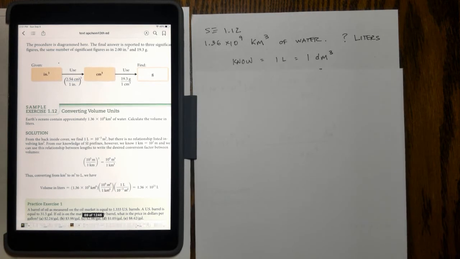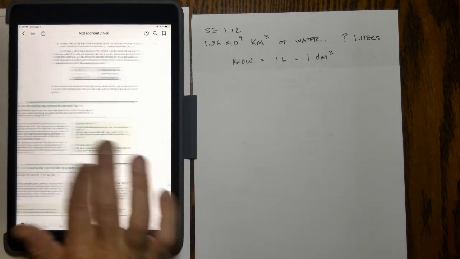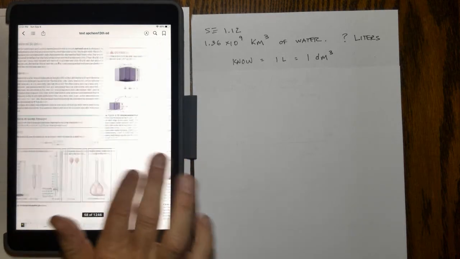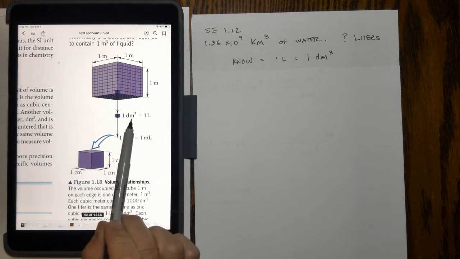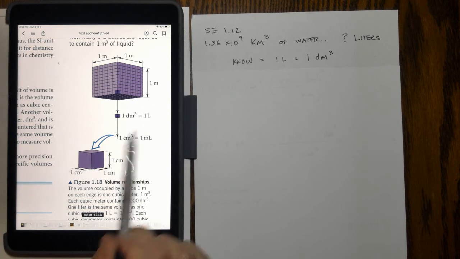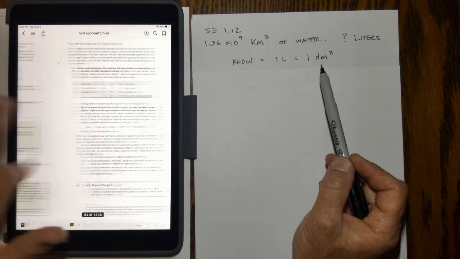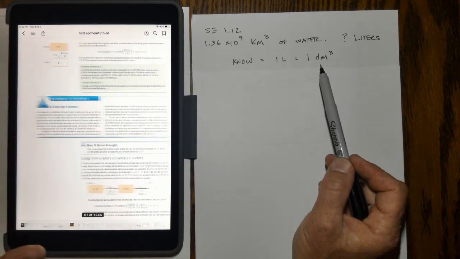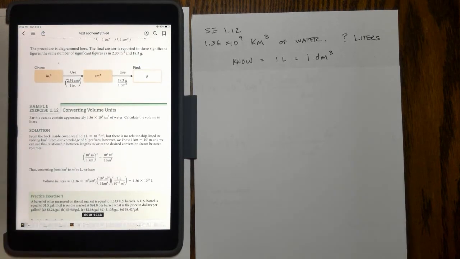So first thing you need to know is that a liter is also a cubic decimeter. Now if you forgot that from a few video casts back, you can go back a couple pages in your digital textbook and you can find this picture right here, and how a cubic centimeter is known as a milliliter, a cubic decimeter is known as a liter. So once you know that liters and cubic decimeters are the same thing, now you just need to know how to deal with squared and cubed units. So let's run this one through.